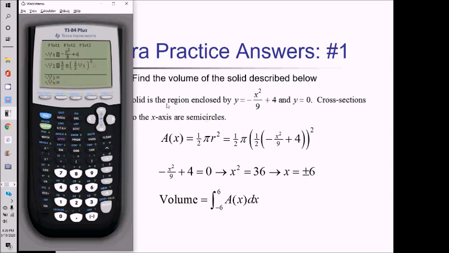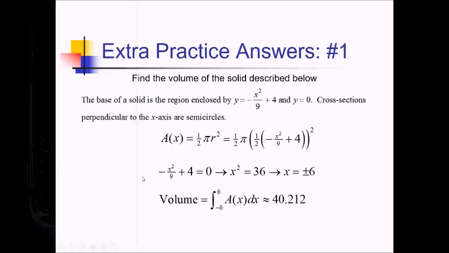Quitting out of there now, let me do math 9 for integral. We're going from -6 to +6. I'm going to do alpha trace y2 for the integrand, so that's a of x. Then I'll put an x next to the d, press enter, and we get about 40.212.